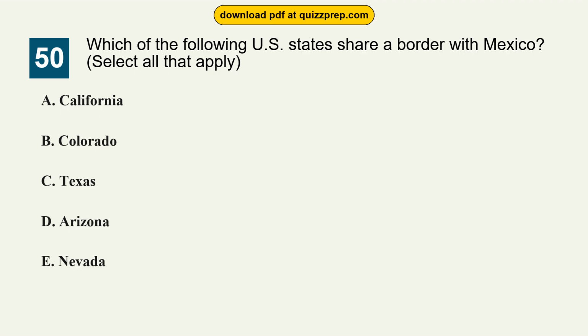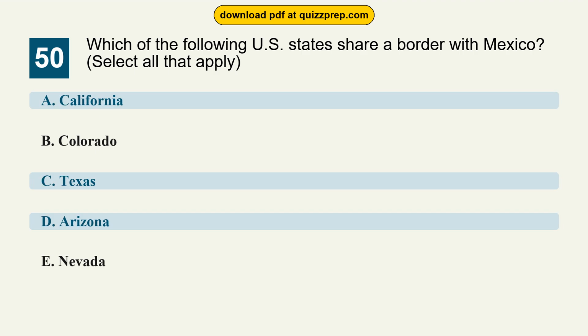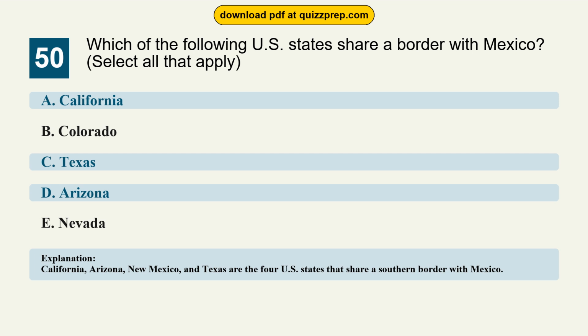Option D, Arizona. Option E, Nevada. The correct answers are options A and C and D. California, Texas, Arizona. California, Arizona, New Mexico, and Texas are the 4 U.S. states that share a southern border with Mexico. Master these at quizcprep.com.